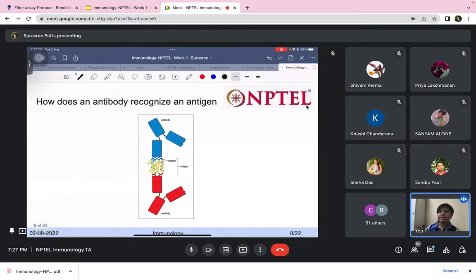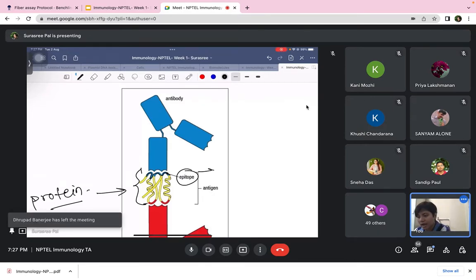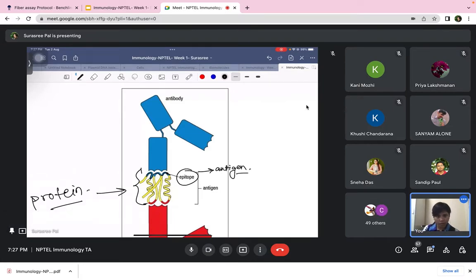Right, and this is a typical diagram of how an antibody can recognize an antigen. So this is one antigen molecule, as you can see, and here it is a protein antigen, and you can see there are particular regions in this protein antigen, shown in blue, which act as the epitope. And what is this epitope? The epitope is the region of the antigen which can be recognized by the antibody, right?